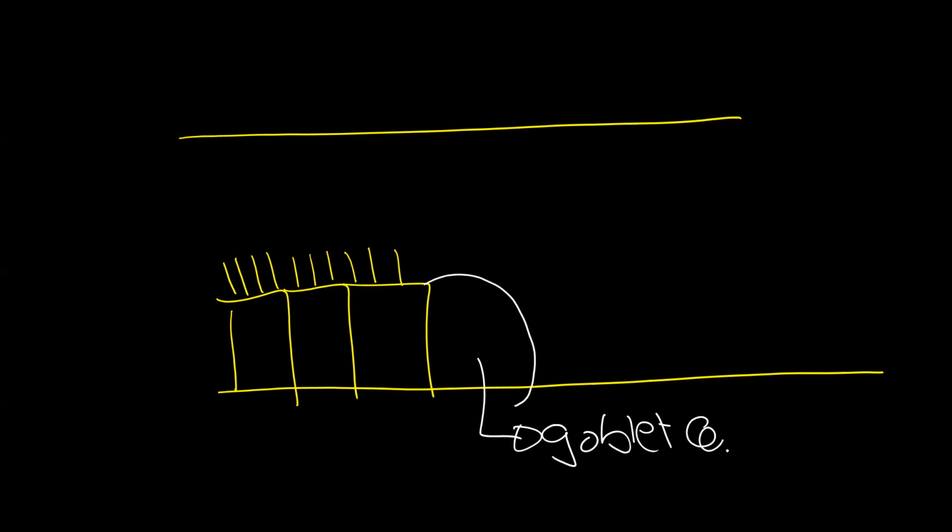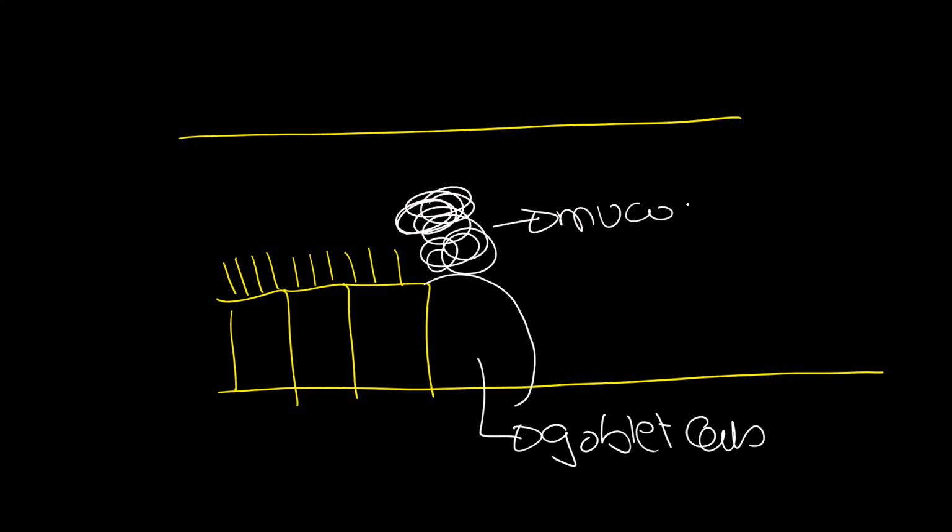The goblet cell produces mucus. What is mucus? Mucus is a gluey material that comes out of your nose, and it usually comes out more when you have a cold. So can you understand now what is mucus? Yes. Okay. It is green in color. I think I explained it very well.